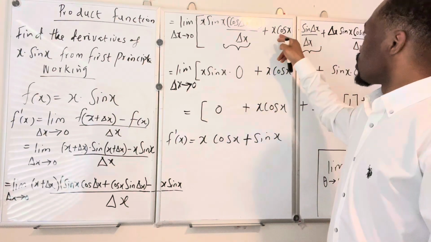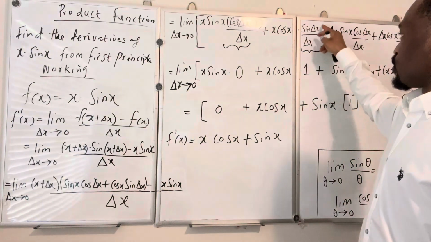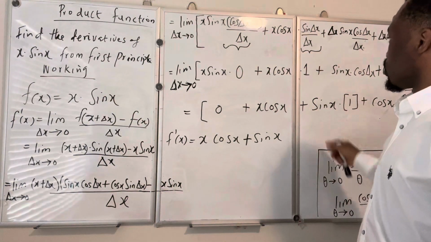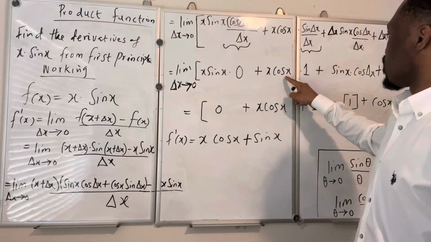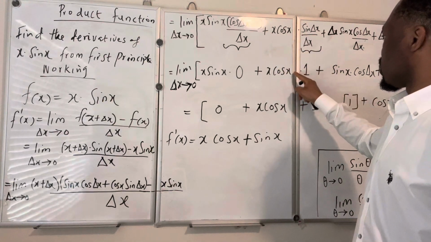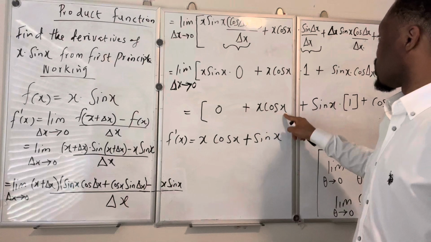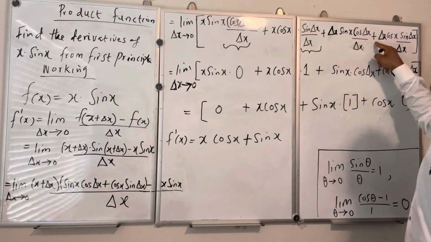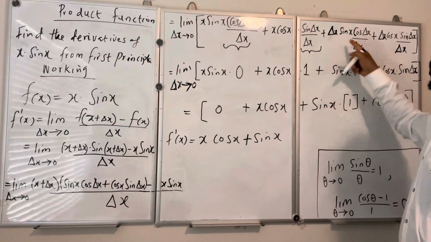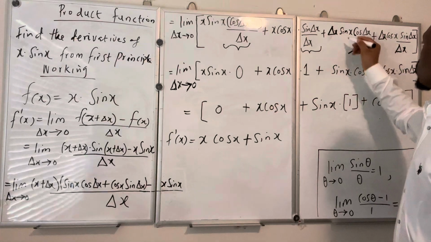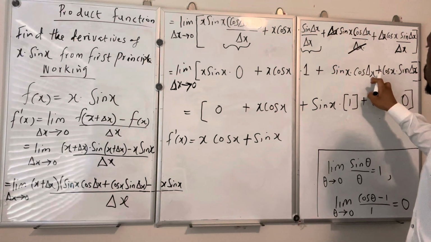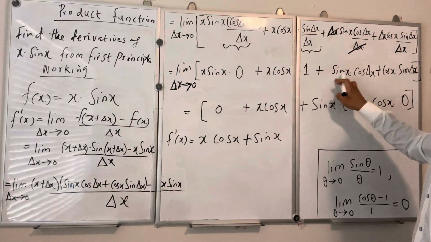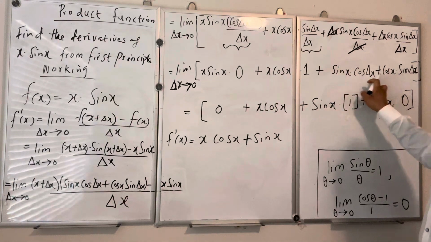Now for this, because this is the identity I just mentioned here, this works out to be 1. Bring down x cos x here. x cos x times 1 will be x cos x. Here, I have change in x here, and I also have change in x here. Change in x can cancel change in x. I'm left with sine x cos change in x, which is what works out to be this expression here.